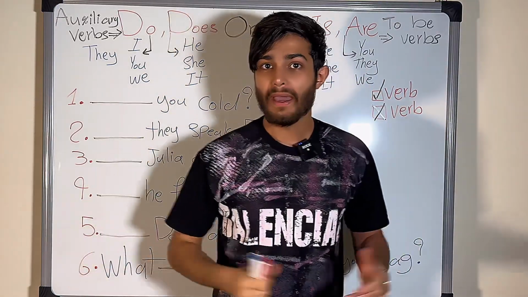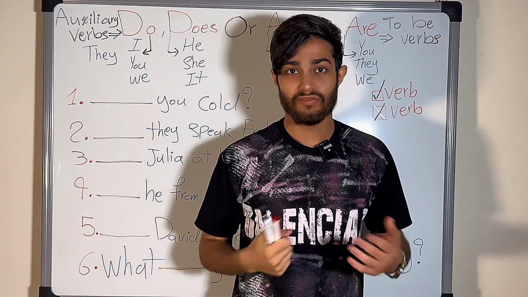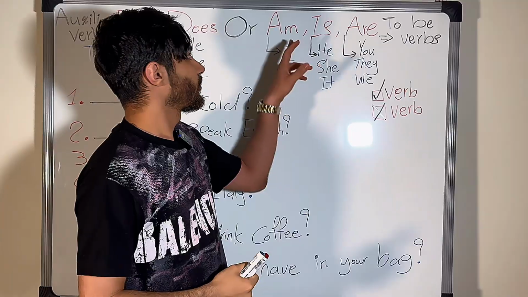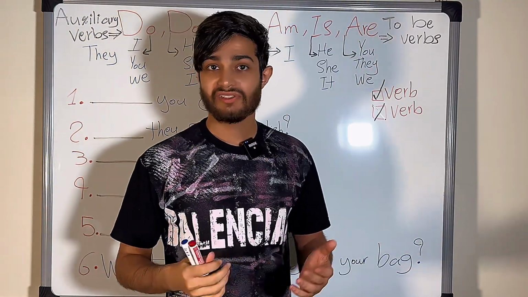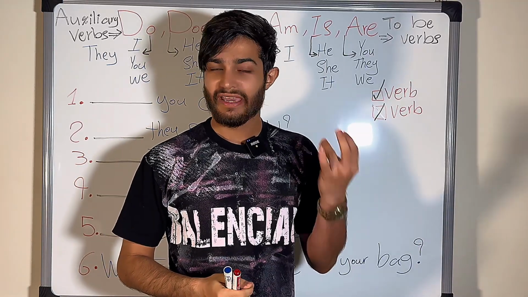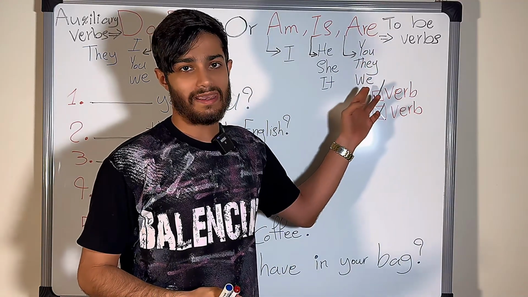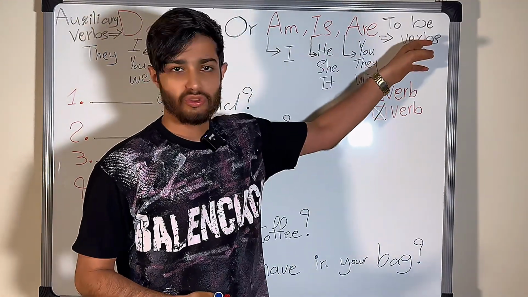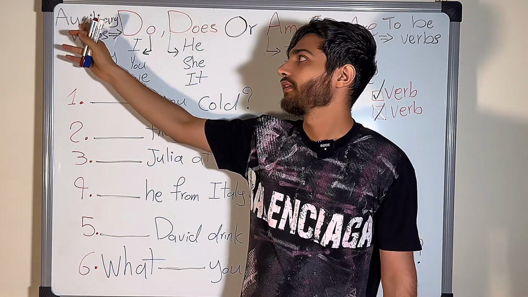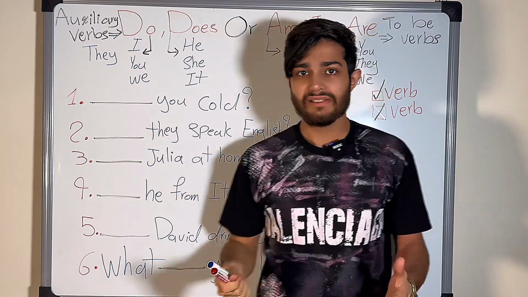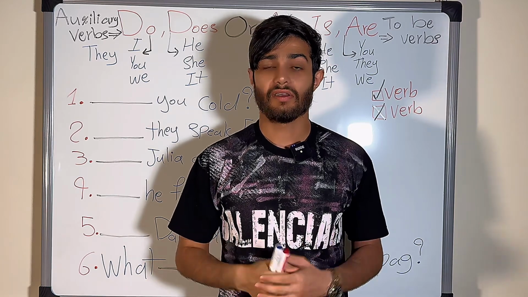And if you don't know about be verbs, you can watch this video and learn about be verbs. So let me say that again. For am, we should just use I. For is, we can use three subjects like he, she, and it. And for are, we have to use you, they, and we. So we call them be verbs, but do and does in simple present, we call them auxiliary verbs.